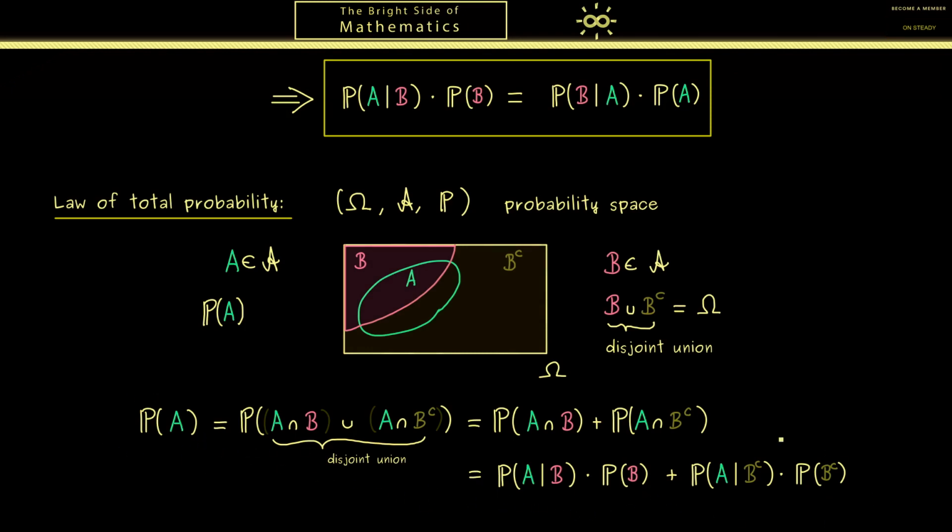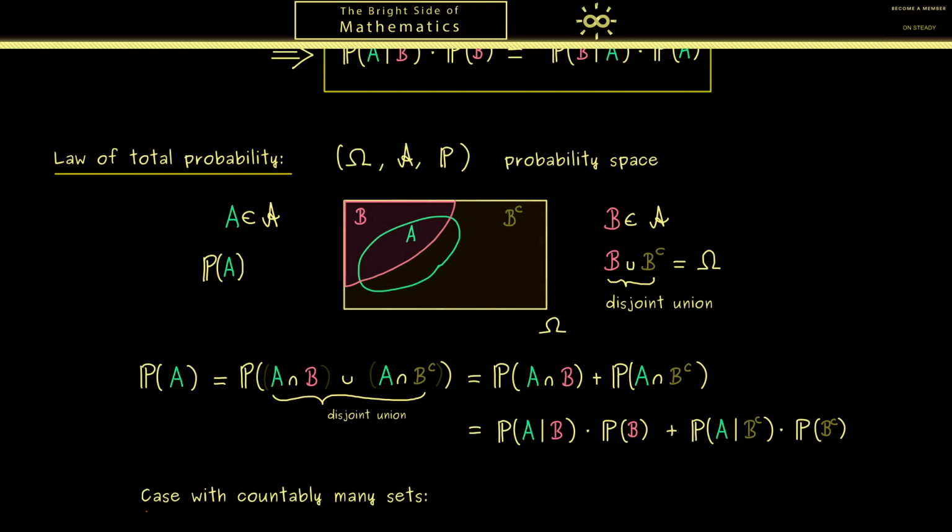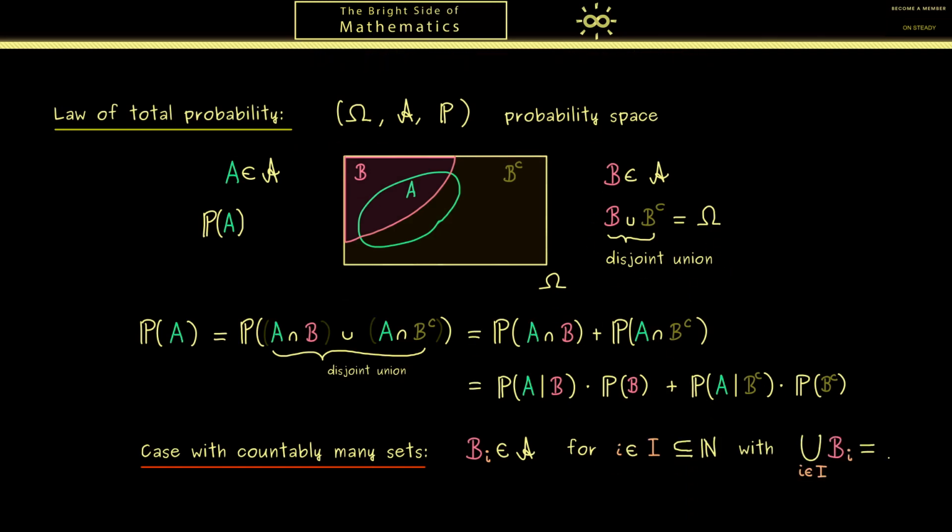So you see, this is a nice formula we can use to calculate the probability of A when we know these four probabilities here. However, the law of total probability goes even further. We can also deal with the case that we don't have only one set B but countably many. So we could have 2, 3 or even infinitely many. Hence we simply say we have B_i where i comes from an index set that is a subset of the natural numbers. And of course we have to generalize this property here. This means that the union of all these sets is equal to Omega. And in addition, as before, it needs to be a disjoint union.